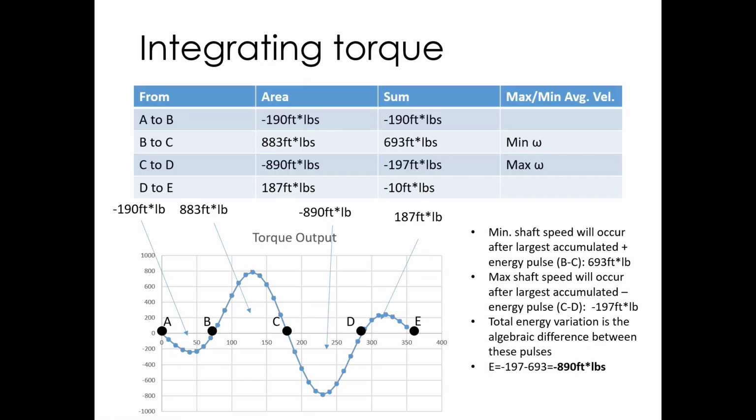Okay, so how do we find the energy accumulated from the minimum angular speed to the maximum angular speed in a cycle? So here we've got this curve. It's negative, it's positive, it's negative, it's positive. So we find all the zero crossings. So here's all the zero crossings.